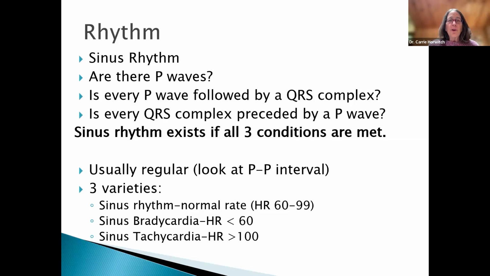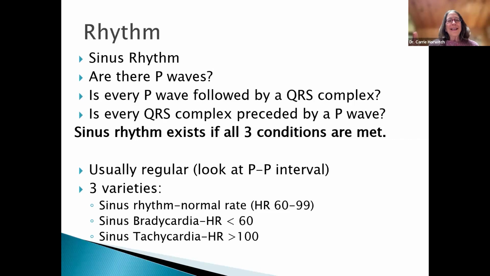So the key thing for a sinus rhythm is you need to have a P wave. The P wave has to be followed by a QRS complex. And is the QRS complex preceded by a P wave? That becomes important where you may have P waves, you may have QRSs, but there may be P waves that don't have a QRS, so that could be some kind of a block, which is different. So if you have all three of those criteria, then it is sinus rhythm.